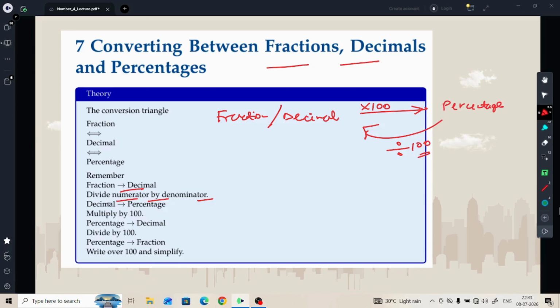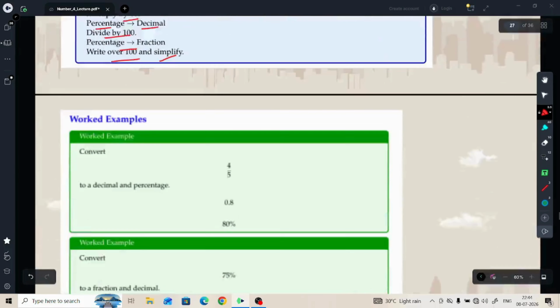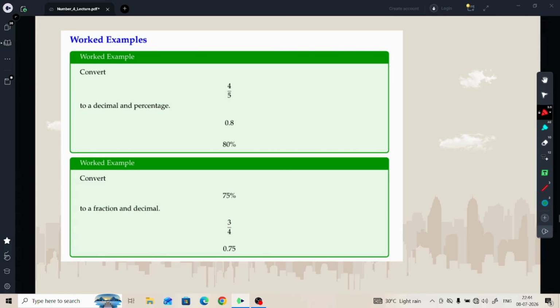Decimal to percentage, we discussed it earlier also. Decimal to percentage, multiply by 100. Percentage to decimal, divide by 100 because we are going back. And percentage to fraction, write over 100 and simplify it out. Okay, so that you can get the simplest fraction, which is the best answer if you talk about a fraction. Now convert 4 by 5 to a decimal and percentage.